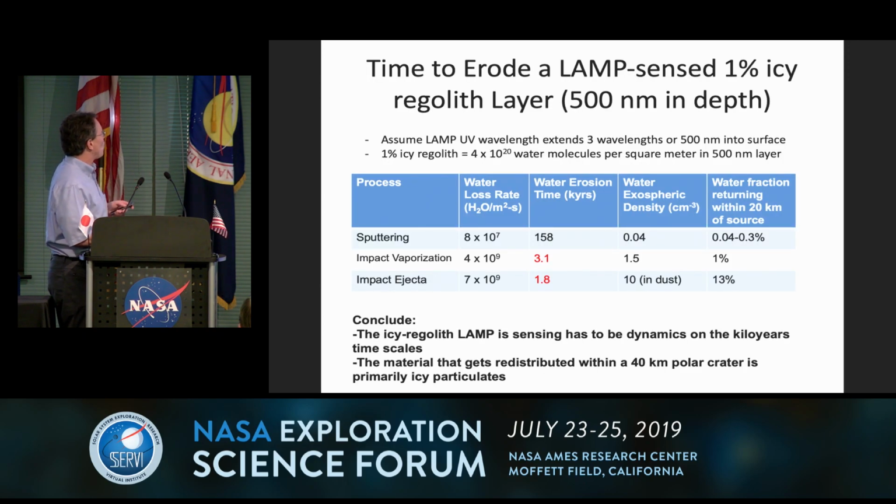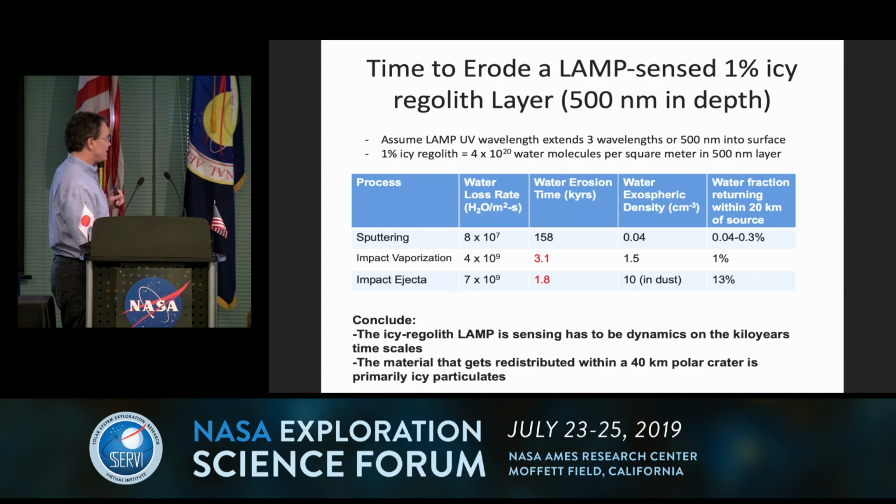So what we have here are the water loss rates, again, in this LAMP layer, and I'm talking about the top 500 nanometers. There could even be ice below that, but if you just look at that top 500 nanometers, you have about 10 to the 20 waters in that 500 nanometer layer per square meter, and you can then calculate a water erosion time. And you can find that erosion time for that top 500 nanometers, between impact vaporization and impact ejecta, is about 2 kiloyears. It's actually pretty quick. We're not talking about billions of years here. What's more is you are kicking water up into the exosphere, and you can actually calculate that. And the impact ejecta here, it's actually the water concentrated on the dust grains.